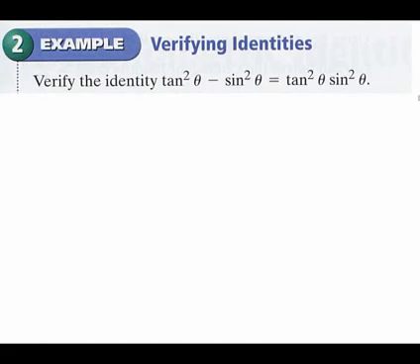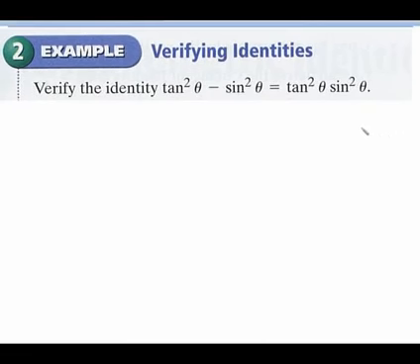Verifying identities, second example. Now this one, you have to pick a side to work with. Both of them look pretty similar, so which side should you work with? In my personal opinion, it's easier to take things that are being added or subtracted and turn them into multiplication. I think that's a lot easier than taking multiplication and trying to convert it into adding or subtracting. So I would work with the left side here.